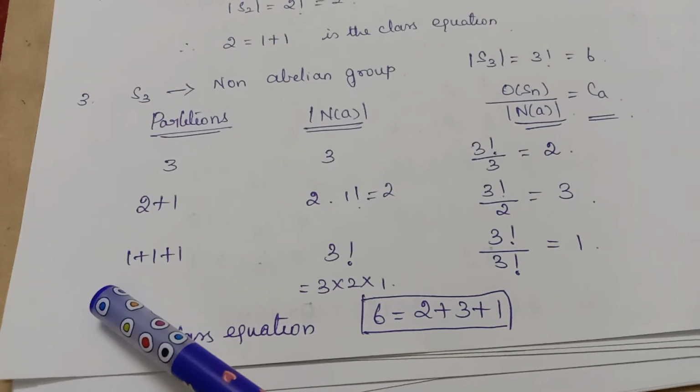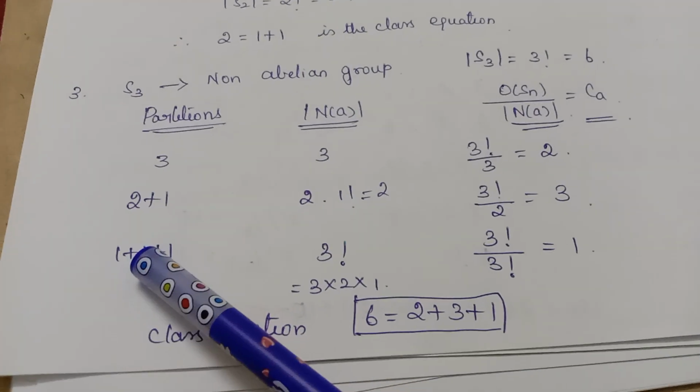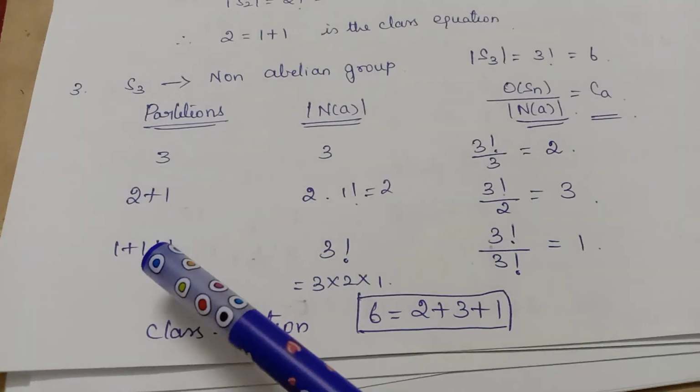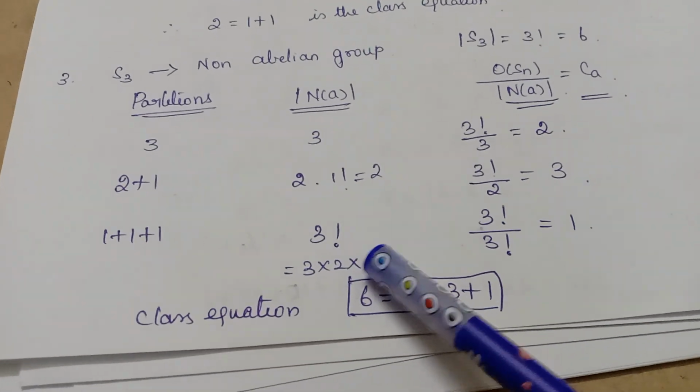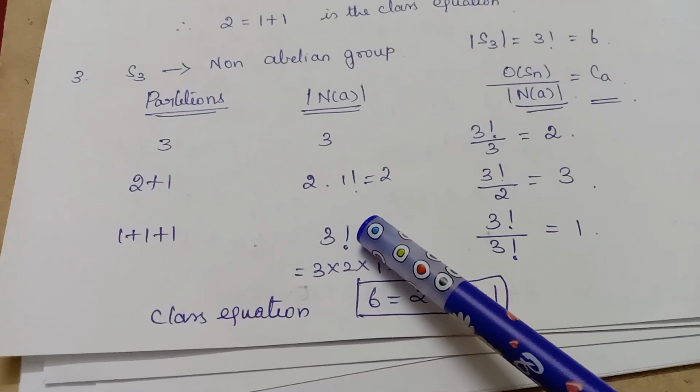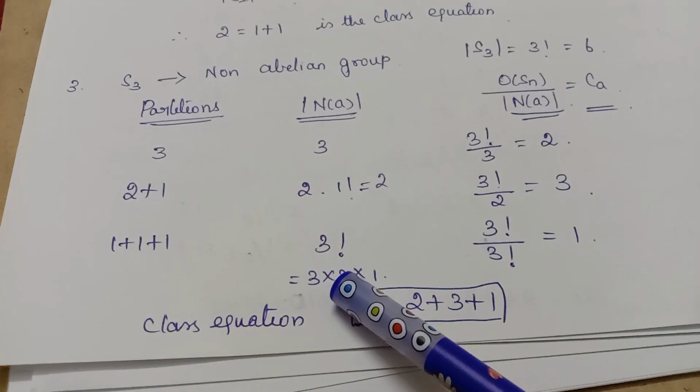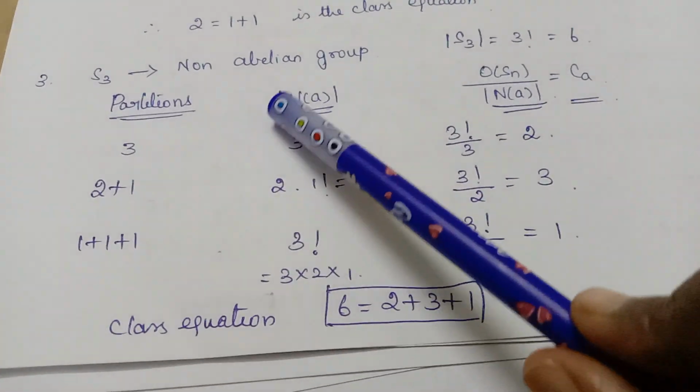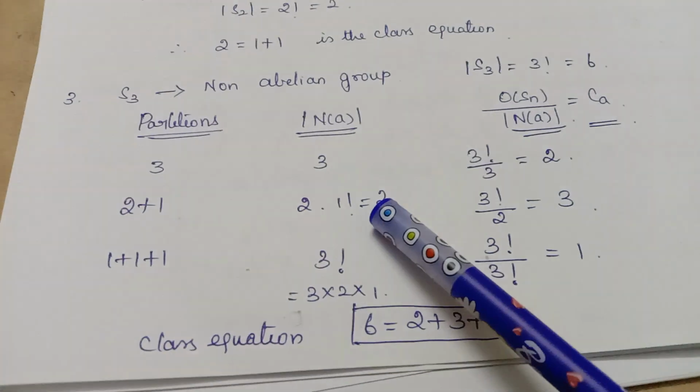The first element can be chosen in 3 different ways. The second element can be chosen in 2 different ways. And the third element can be chosen in 1 way. So 3 into 2 into 1 is equal to what? 3 factorial. Okay, so this is how you have to write. Understand? Now we found the values of n of a.